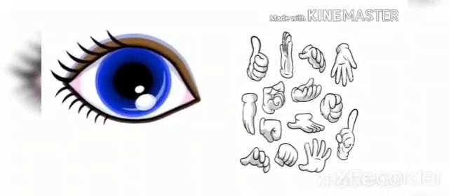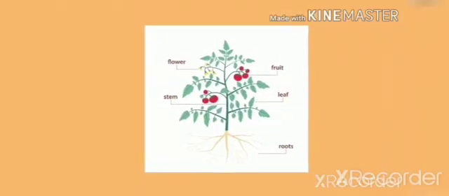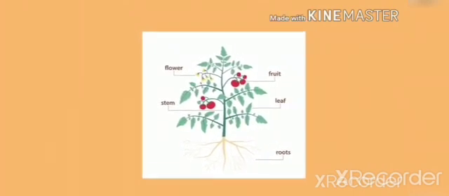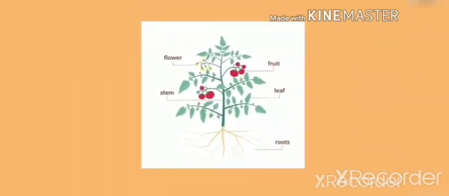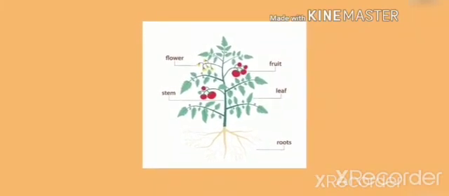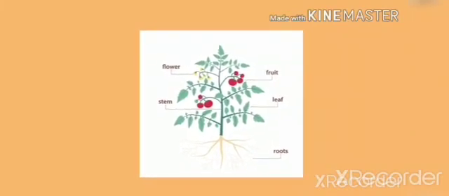In the same way, students, each part of a plant performs a different function. Students, there are 5 main parts of a plant. First is root, second stem, third leaves, fourth flower, fifth is fruits.